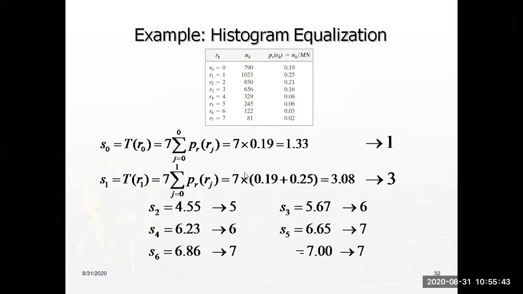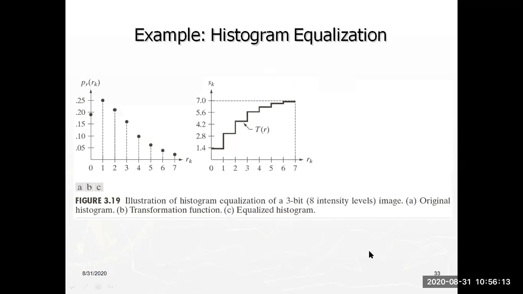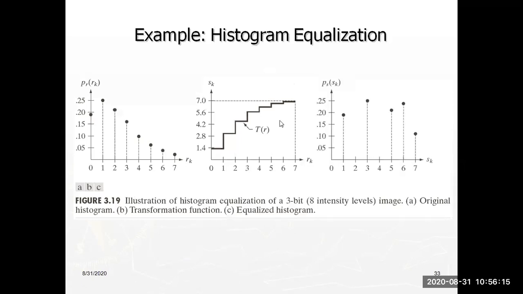Likewise, S2 value is 4.55, equalized to 5. S3 value 5.67 equalized to 6. S4 is 6.23 equalized to 6. S5 is 6.65 equals 7. Likewise 6.86, okay, 7 to 7. So even though here 6.65 equals 7, 6.86 is also equal to 7, and 7 is also equal to 7. So using these values, we can draw the two figures.